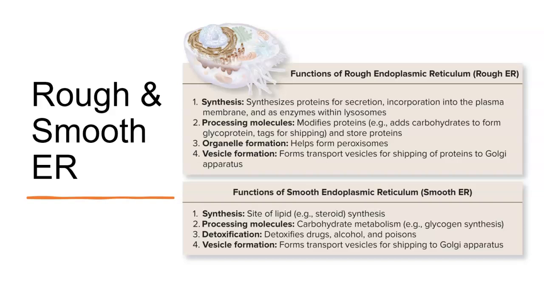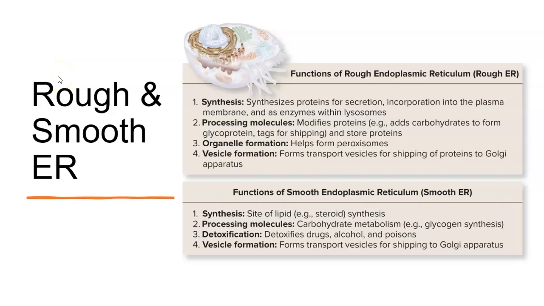The amount of rough ER is a lot more abundant in cells that produce a large amount of proteins for secretion, such as the cells in the pancreas that make insulin, and we use insulin, of course, to control blood sugar. The rough ER also helps to form peroxisomes, which are vesicles that contain chemical substances that we use to break things down.